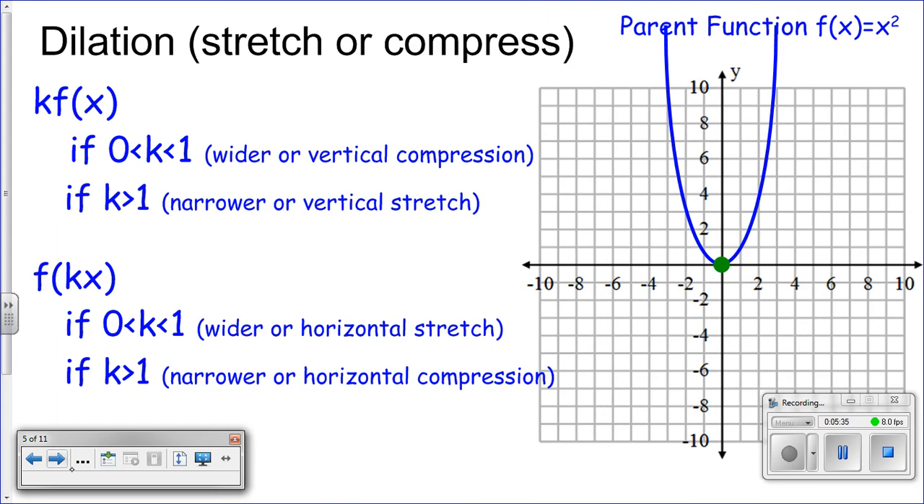Okay, our last one is a dilation. This is where we either stretch or compress. Now if we're impacting our y values, in other words this is the same as taking all of our output values and multiplying them by something. So if I'm multiplying my output values, what I'm actually doing is I'm working on the y-axis. If I'm working on the y-axis, this is going to be our vertical stretch or compression.